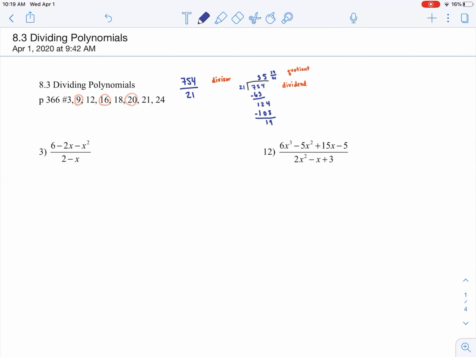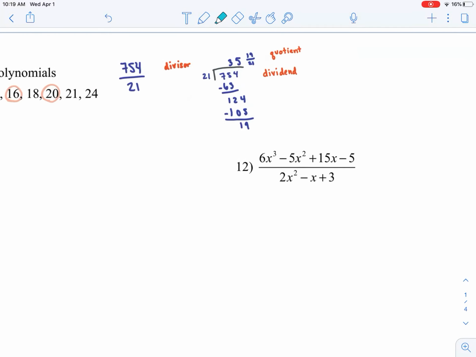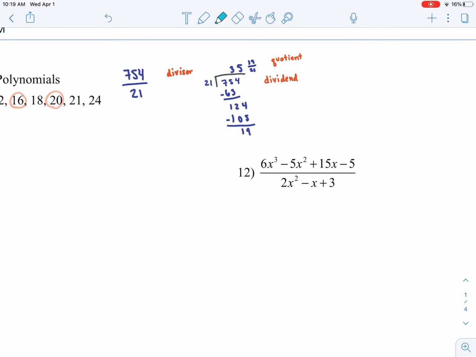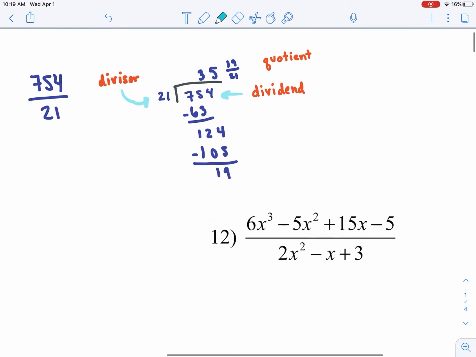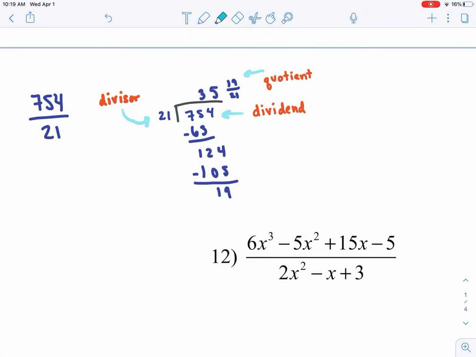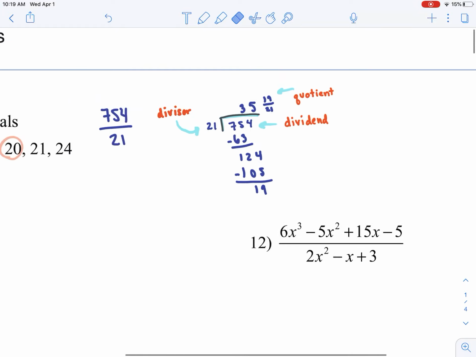Okay, do you remember long division or the division algorithm? Oh, I hope you do. You've got the divisor, that goes out here. You've got the dividend, that's that guy. You've got the quotient. You would take this and rewrite it with this division bar, and you would get your answer. You would have a remainder of 19, or it would be like 35 and 19/21.